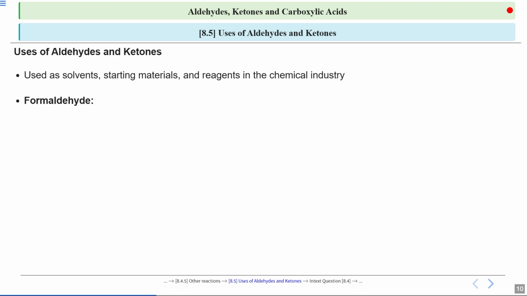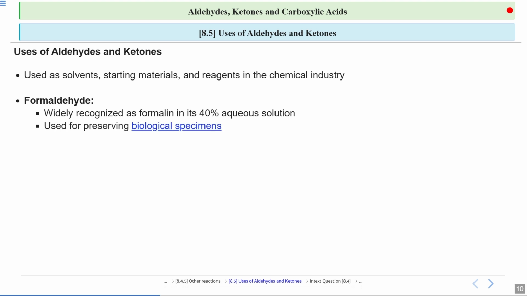Now, if we look at the specific examples, we will start with formaldehyde. So, formaldehyde is the simplest aldehyde, and this compound is widely used in different applications. Formaldehyde is commonly known as formalin when in a 40% aqueous solution. Next, one of the key uses of formaldehyde is in preserving biological specimens. Okay, so this formaldehyde allows the specimens to be stored for longer periods.